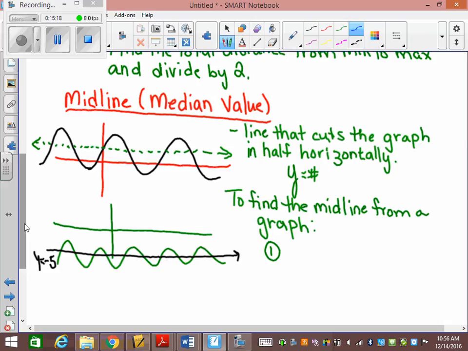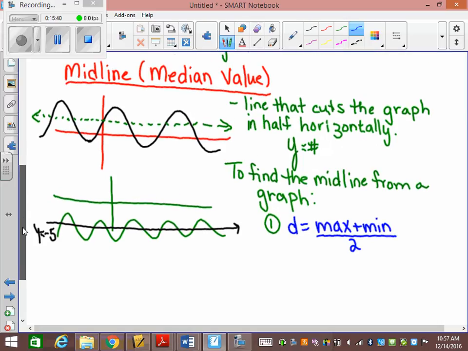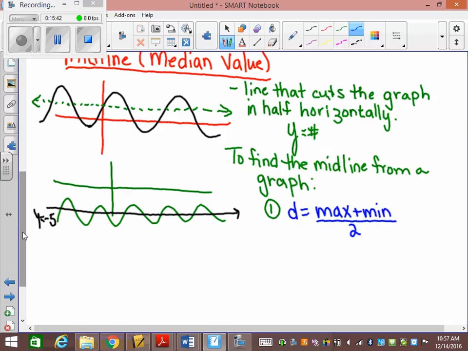So to get the D value, we're going to go max plus min divided by 2. You could even go min plus max divided by 2. Because if we were finding the average of two tests, it wouldn't matter if I did this one plus this one divided by 2, or this one plus this one divided by 2. I'd still get the same average, correct? So you could do that. Or amplitude is max minus min divided by 2 in absolute value signs. D is max plus min divided by 2.